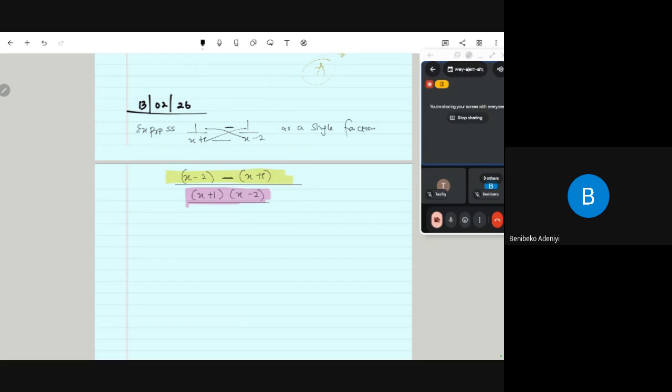We can expand brackets in mathematics. Let's say I have 2 and I have x plus 4. This 2 is going to multiply everything in the bracket. It's just as if you have somebody standing outside the gate. This person standing outside the gate is watching over everybody in the gate. Yes or no?